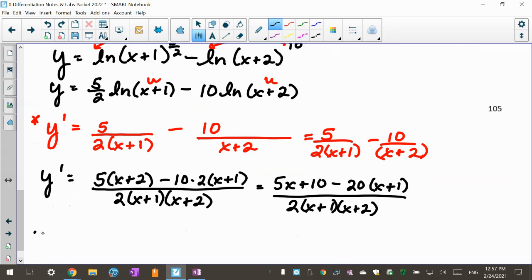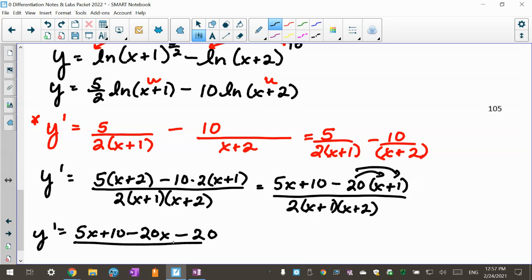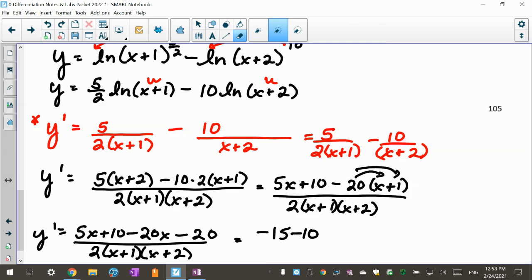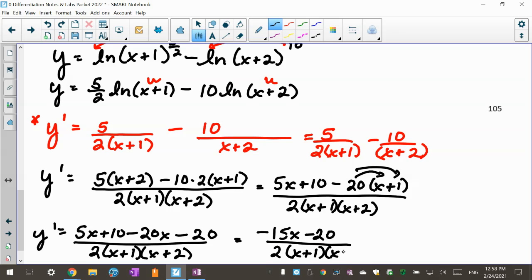And if I continue on, I have y prime is 5x plus 10, and now I'm going to do the distributive property, minus 20x minus 20, all over 2 times x plus 1 times x plus 2. So I end up getting minus 15x minus 10, sorry, minus 15x minus 10 all over 2 times x plus 1 times x plus 2.